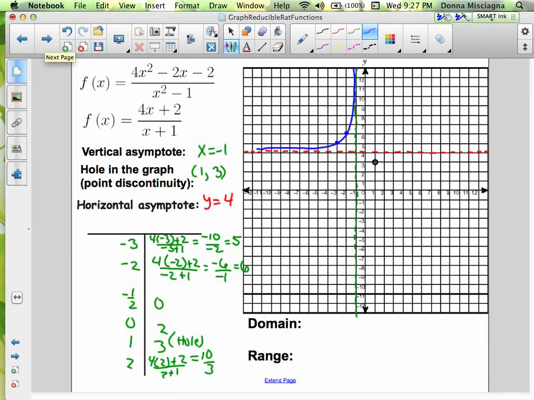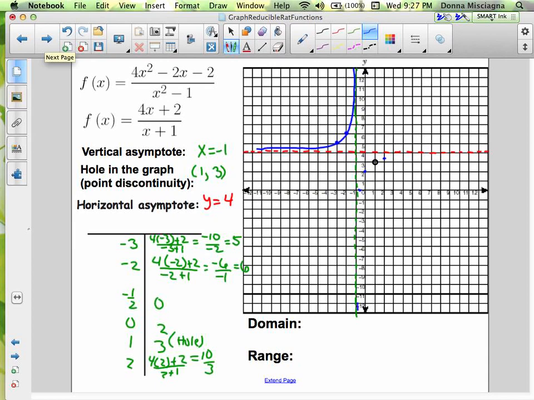And then we have -1/2, 0. We have 0, 2. Right? And then we have the point 10/3, so 3 1/3. Right? So that gives us a good idea of the graph on this side.